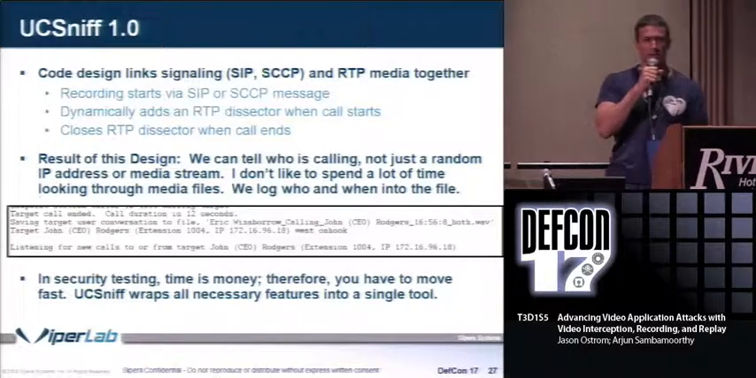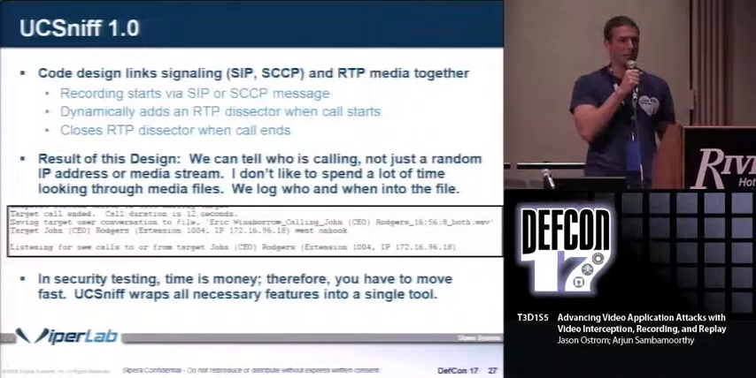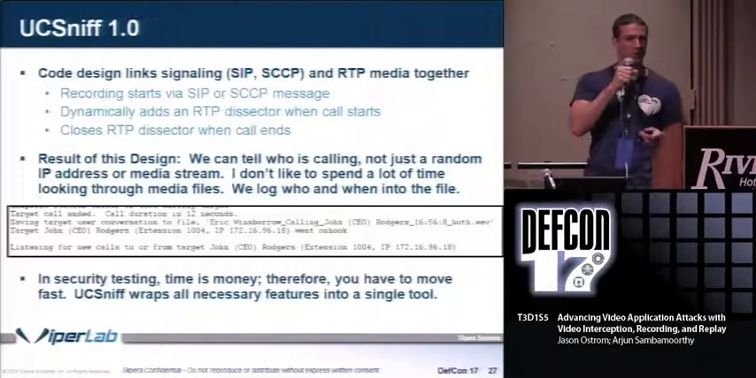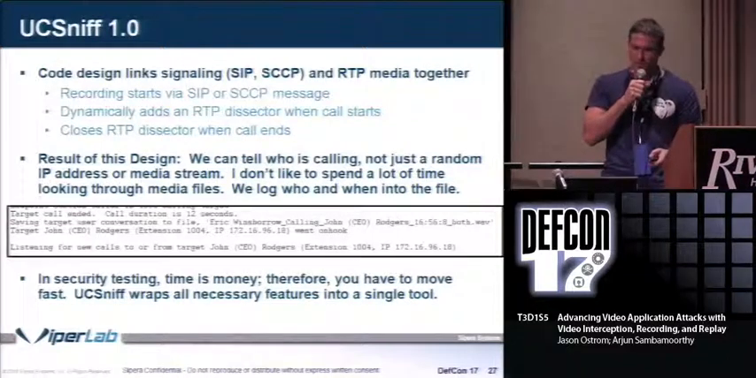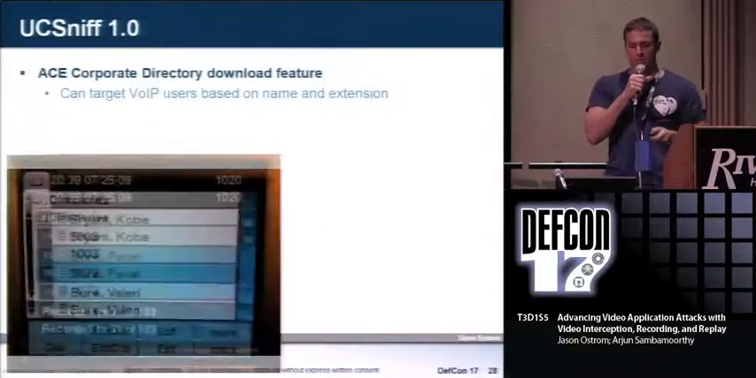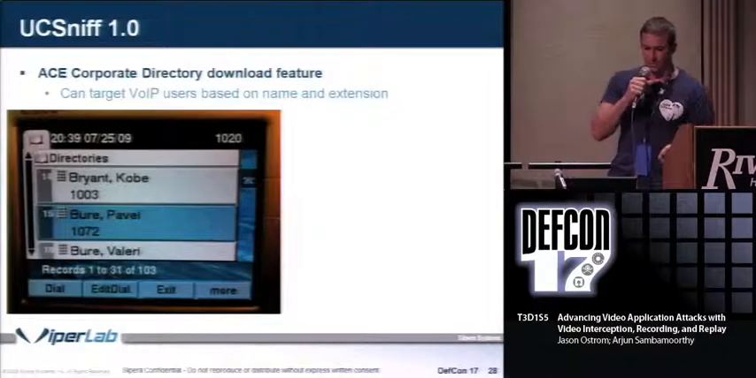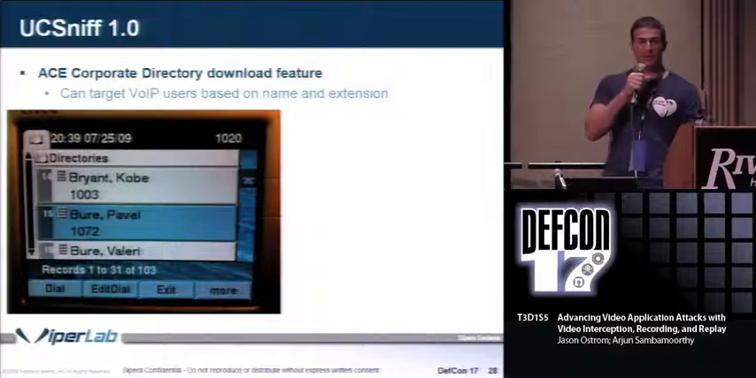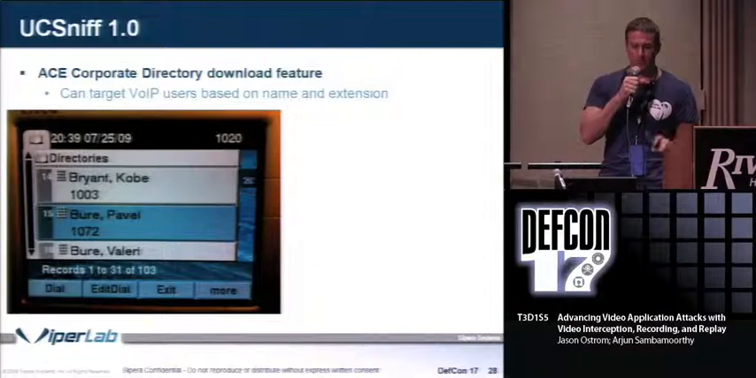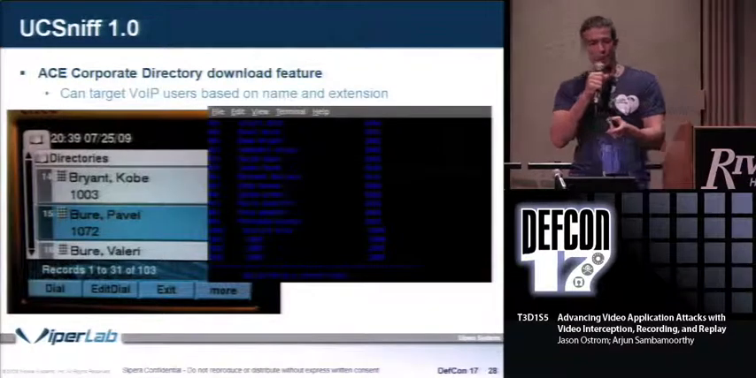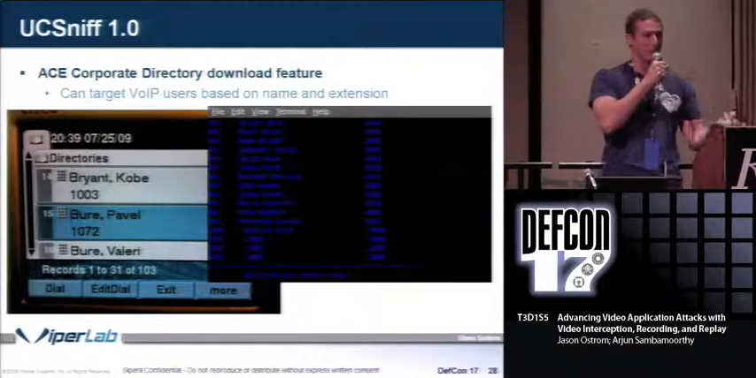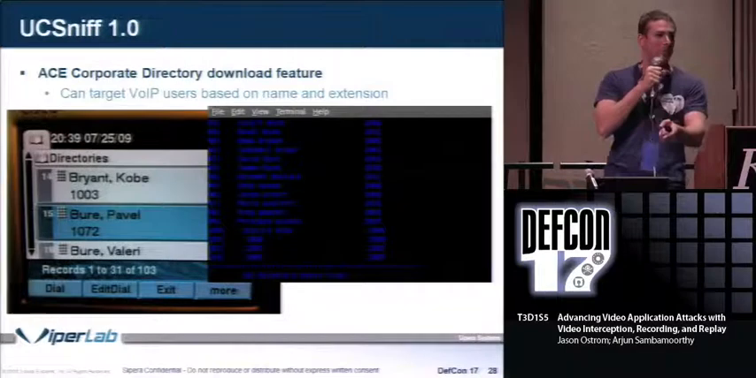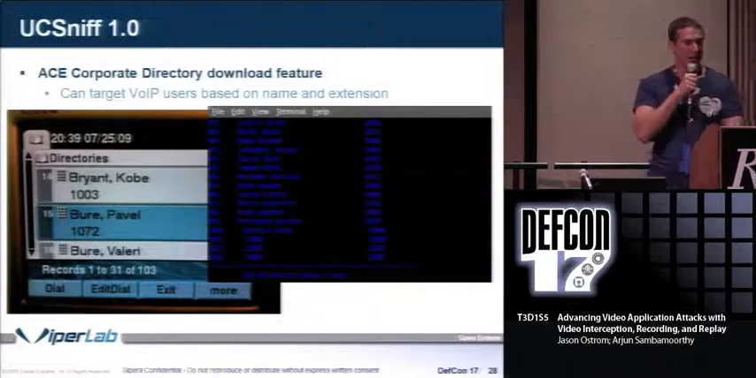In security testing, the reason we did this is time is money with pen testing. And I don't want to spend a lot of time searching through WAV files trying to find what I'm looking for. So another new feature of UC Sniff, the very first feature with 1.0, was that we mimicked the entire behavior of the phone, this is the phone on the left, to download the corporate directory, and we load it into the memory of the tool. So we're targeting corporate VoIP users based on their name or their directory entry in the corporate directory.